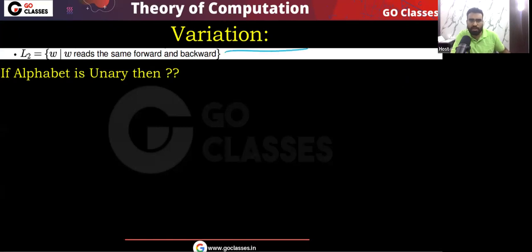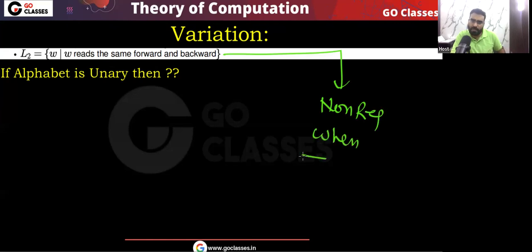This language, we know that this language is non-regular if the alphabet is binary. Yes or no? For this language, we have already seen that this is non-regular when the alphabet is binary. Now I'm asking, if the alphabet is unary, then what can you say?